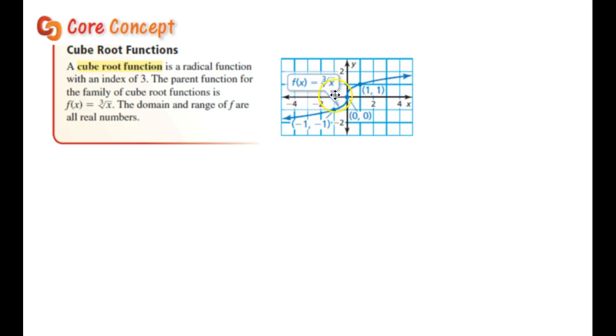And I know this because I can have a negative inside underneath my radical sign because, for example, a negative 2 times a negative 2 gives me a positive 4, but I can multiply that by a negative 2 again, which would give me this negative 8 inside. So that's why I can have negatives here using that 3, that index of 3.